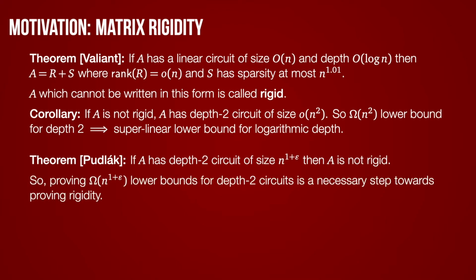But what I think is the take-home message from all of this is that proving n to the 1 plus epsilon lower bounds for depth 2 circuits is a necessary step towards proving rigidity, because it is implied by rigidity, so we might as well start by proving that, and this is what makes the model very interesting to study.